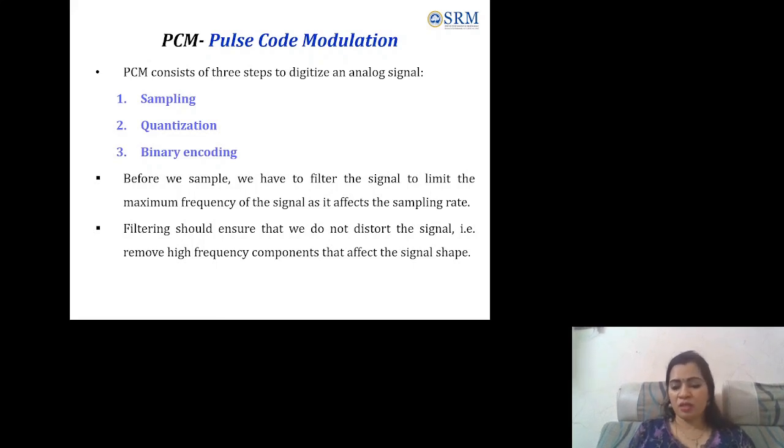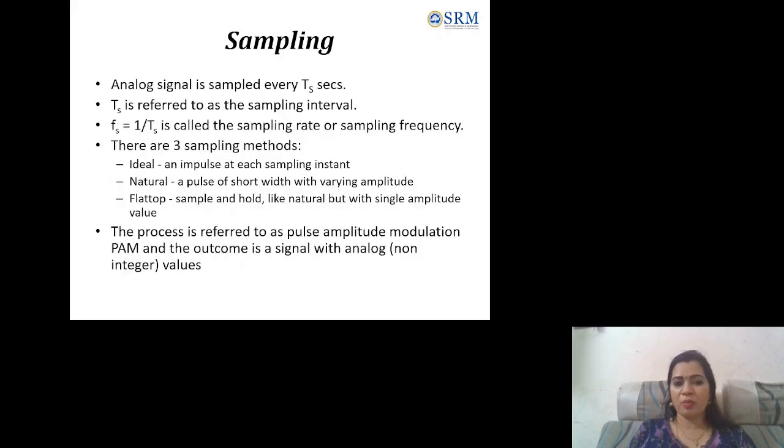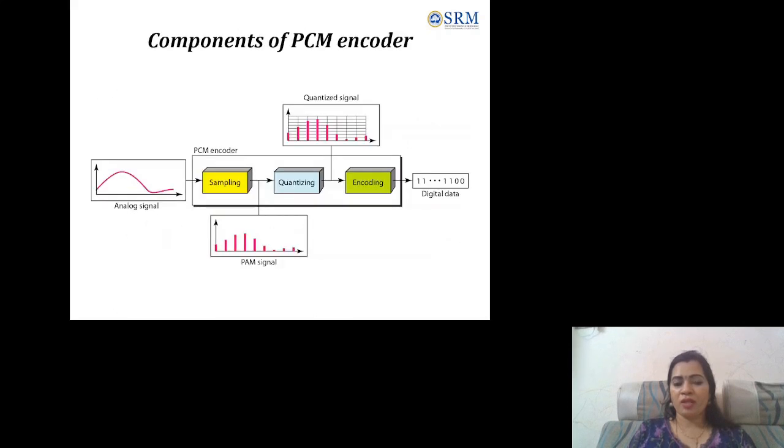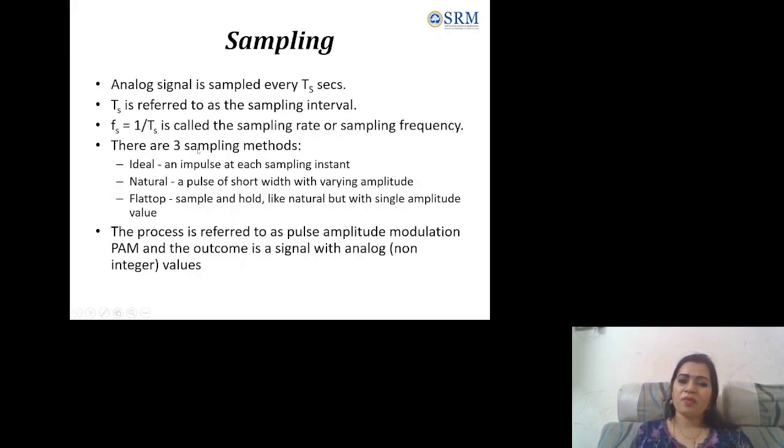So let me discuss in detail about the sampling. Before that, this is the diagrammatic representation of the PCM encoder. It takes the analog signal as the input, then it will perform the sampling, then quantization, then finally encoding. At the end of the encoding process, it will give the output as digital data. We'll discuss all these processes in detail. First, we'll start with sampling.